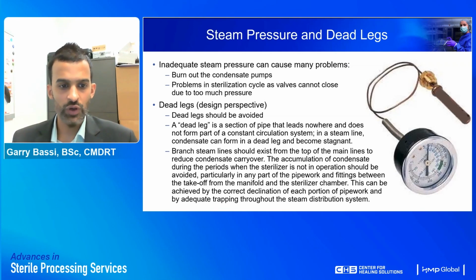The accumulation of condensate during the periods when the sterilizer is not in operation should be avoided, particularly in any part of the pipework and fittings between the takeoff from the manifold and the sterilization chamber. This can be achieved by the correct declination of each portion of pipework, so the angle at which that pipe sits, and by adequate trapping throughout the steam distribution system.